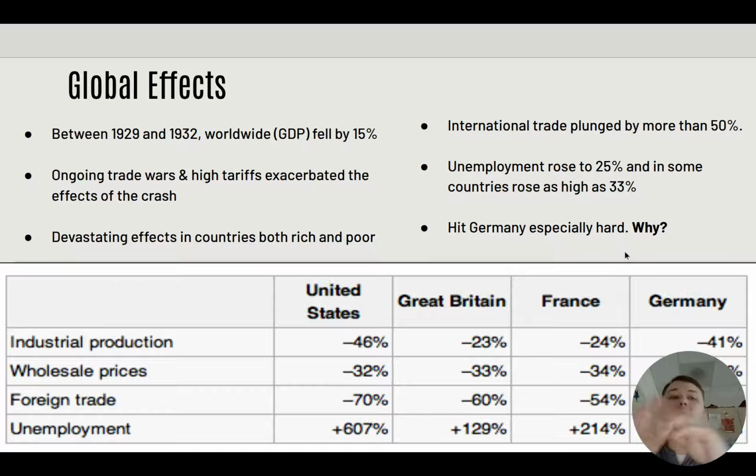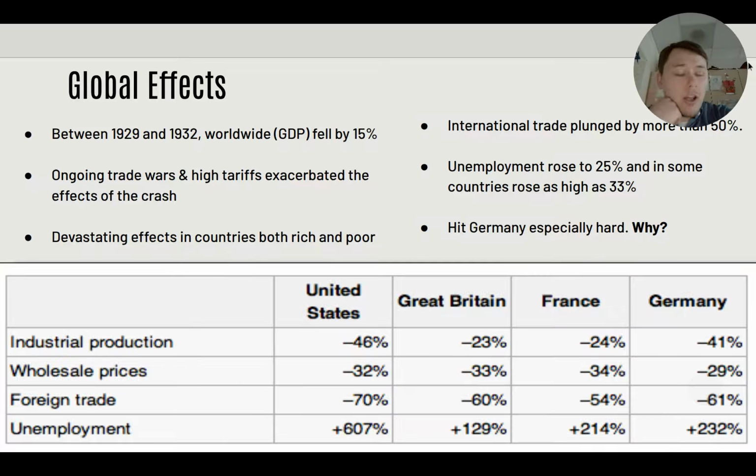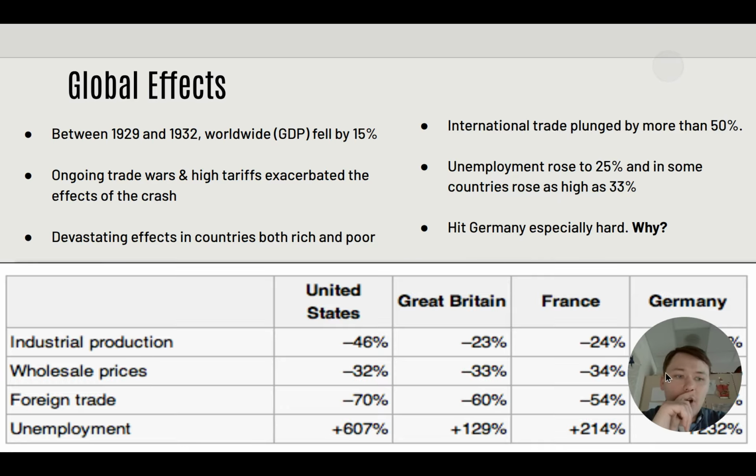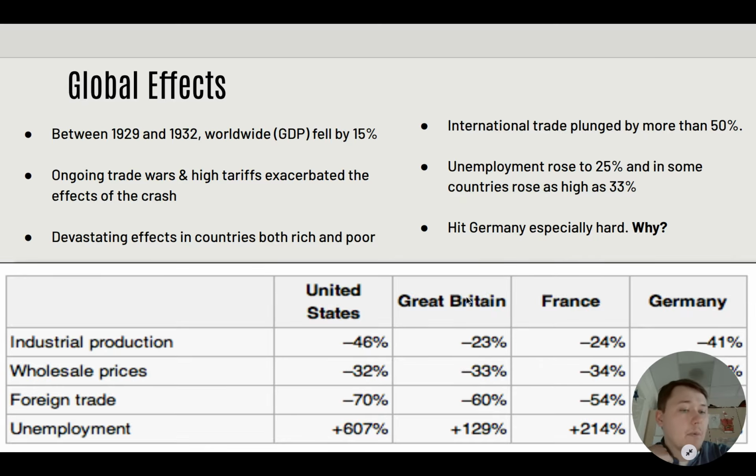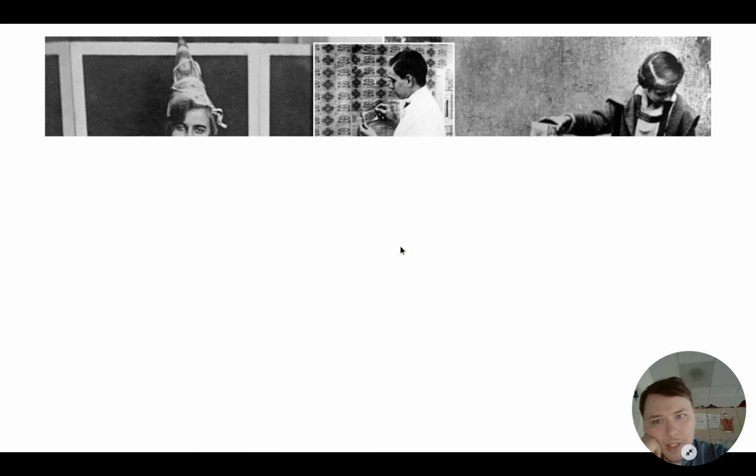So everybody gets knocked out by this, but Germany is hurt, let me get that out of the way, really badly. So if you look here, for example, unemployment rate in America, it goes up 600%. In Germany, it goes up the most out of any of these other European countries. Their trade goes down the most. Their production goes down the most. Wholesale prices means prices of groceries and whatnot. Everything is awful. Keep this in mind when we talk about the rise of fascism.